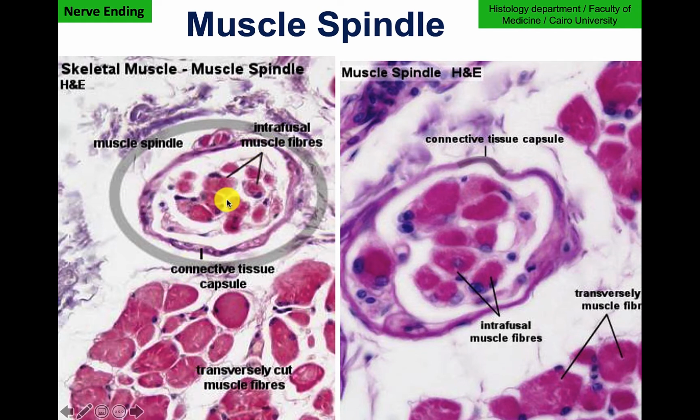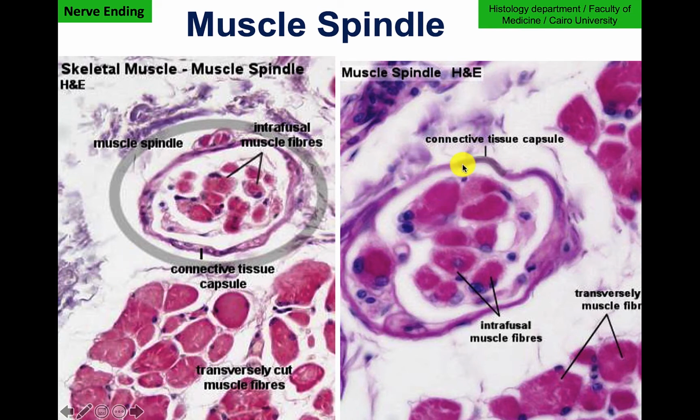These intrafusal muscle fibers should be differentiated from the extrafusal. The intrafusal are present inside the capsule, the extrafusal are present outside. These are the ordinary skeletal muscle fibers. Here, the size of the extrafusal is larger than the size of the intrafusal muscle fibers. Of course, we have two types of intrafusal muscle fibers, the nuclear bag and the nuclear chain type, but you will not be able to differentiate between them in the section. Here we have the extrafusal and we have the nuclei present at the peripheral position.